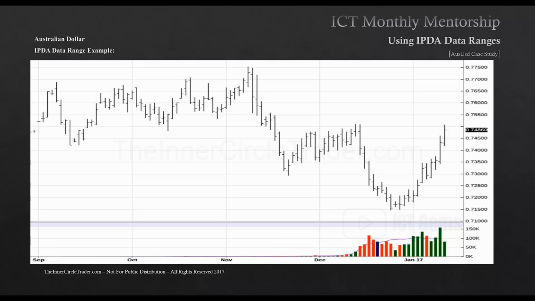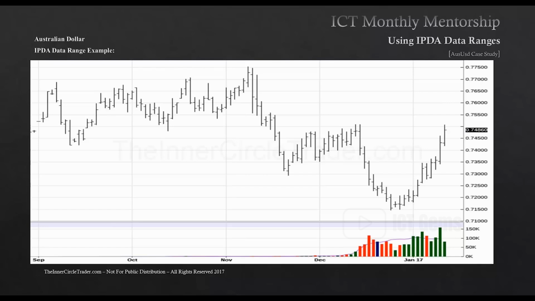But there are certain data points that you cannot get by looking at the foreign exchange market. There's simply no way of getting that, because foreign exchange doesn't give you volume. It doesn't give you accurate volume like you can get from the underlying futures contract. How would we go about looking at where the IPDA data ranges are?